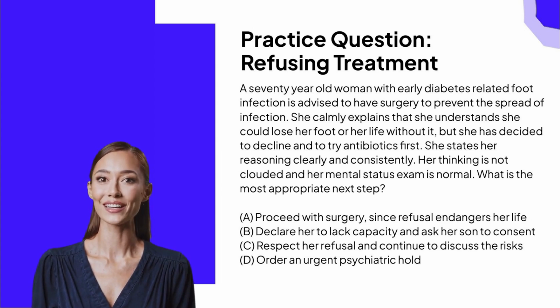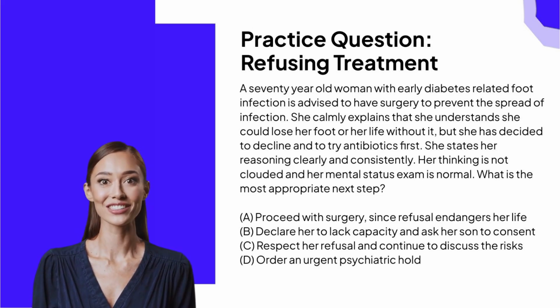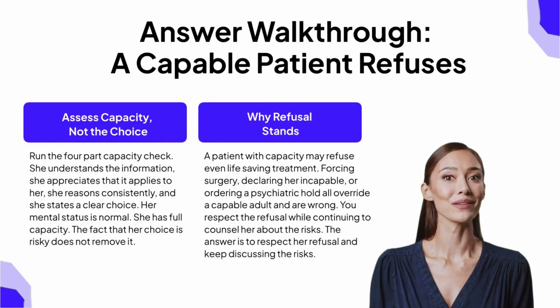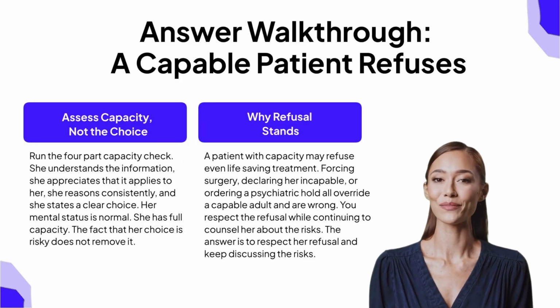The trap here is to let the seriousness of her choice pull you towards stripping her capacity. Instead, look at how she is reasoning. Pick your answer, and we will reason through every option on the next slide. Let us work through this answer. First, assess capacity, and assess it by the reasoning, not by the choice.